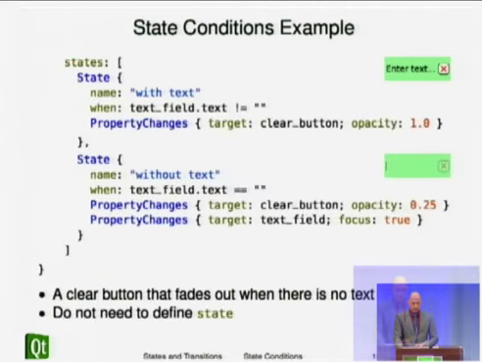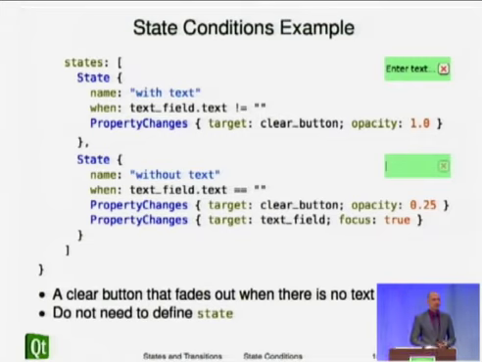All right. Now, we have some states here which use this magical when property. So the first state is called with text, appropriately enough. And it has a when condition. It says that it is applicable whenever the text field's text is not empty. And we have a corresponding without text state, which is applicable whenever the text field's text is, in fact, empty.